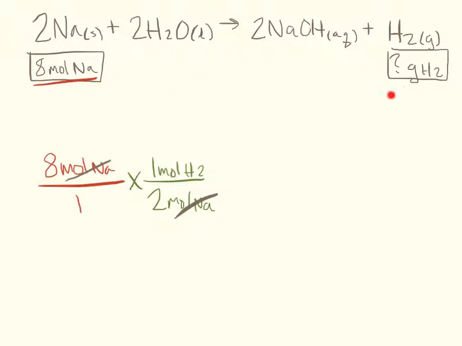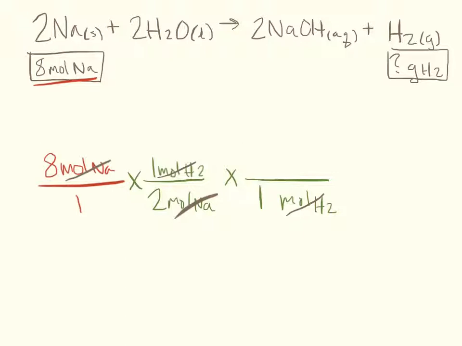But the question isn't asking us to find how many moles of H2, it's asking us to find how many grams. And anytime you have to deal with grams, you're going to look at that periodic table. So just like here, we have moles of sodium on the top, moles of sodium on the bottom. We're going to do the same thing. In the next fraction, I need moles of H2 on the bottom. That way we can cross cancel these. So the big question is, how many grams are in 1 mole of H2?